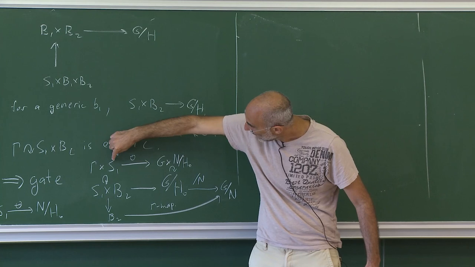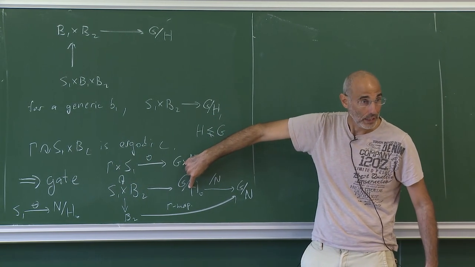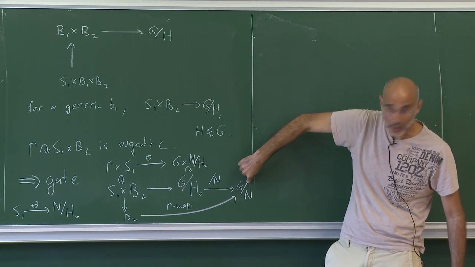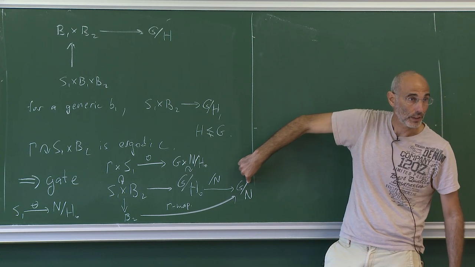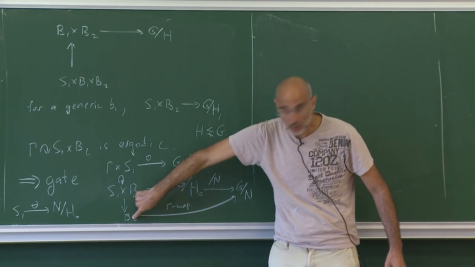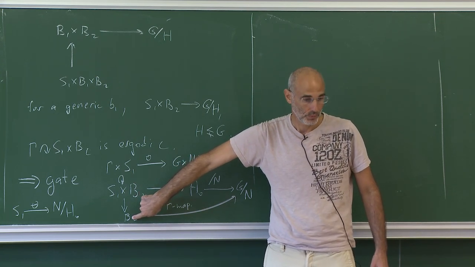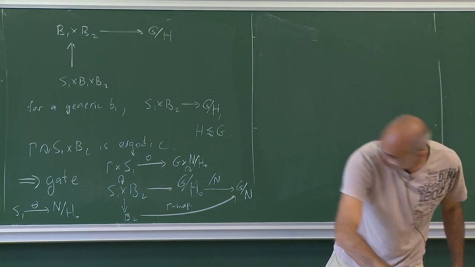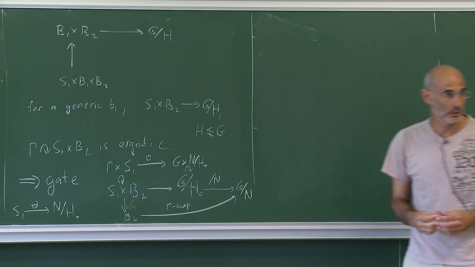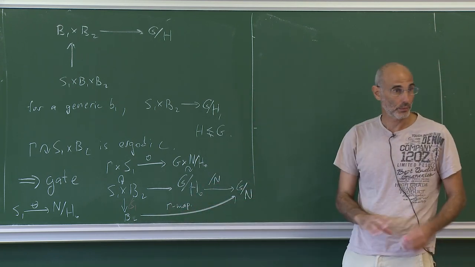And since now the S1 action over here is acting on these spaces via N, the map from here to here is S1 invariant. Since it is S1 invariant, it factors via just the S1 orbit space, which is B2. Maybe I'll write this is the S1 invariant map. Okay, so I got myself a new map, B2 to G mod N.